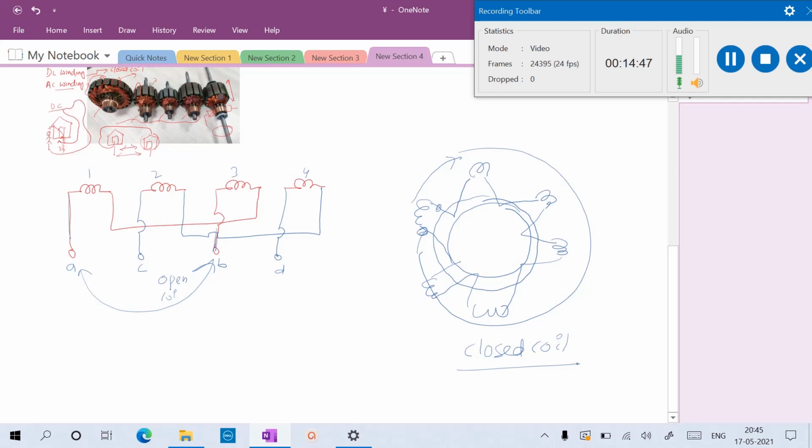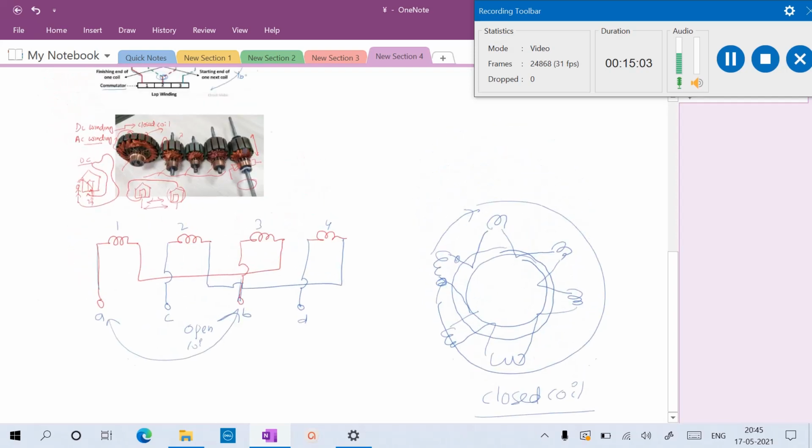These are the armature windings in motors, whether DC motors or AC motors. There are two types of windings: open coil winding and closed coil winding. What is an open coil and a closed coil? Now we have seen. Okay, now coming to our interesting topic, the armature windings.